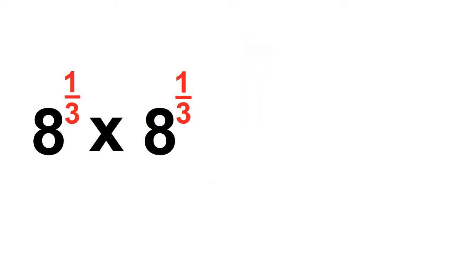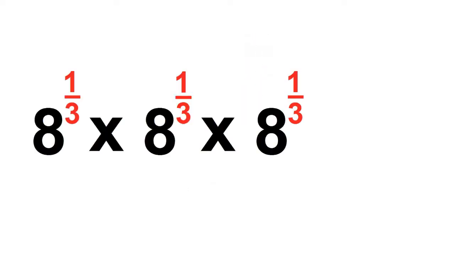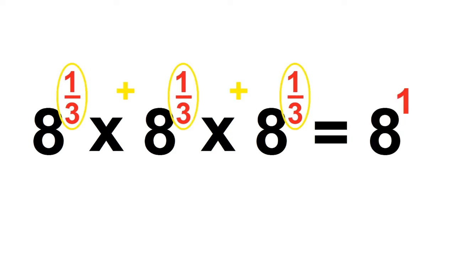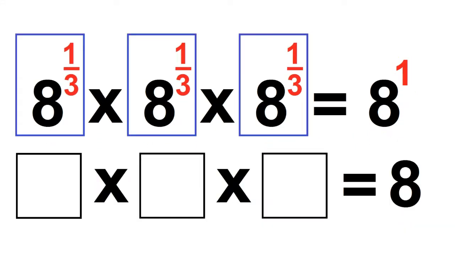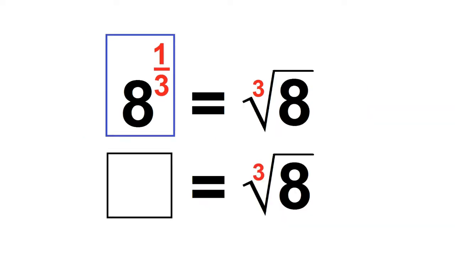Let's try another example. 8 to the power of a third. If we follow the same logic, 8 to the power of a third times 8 to the power of a third times 8 to the power of a third should give us 8 to the power of 1, because a third plus a third plus a third is 1. If we're looking for something that multiplies by itself 3 times to get 8, what are we looking for? The cube root of 8.